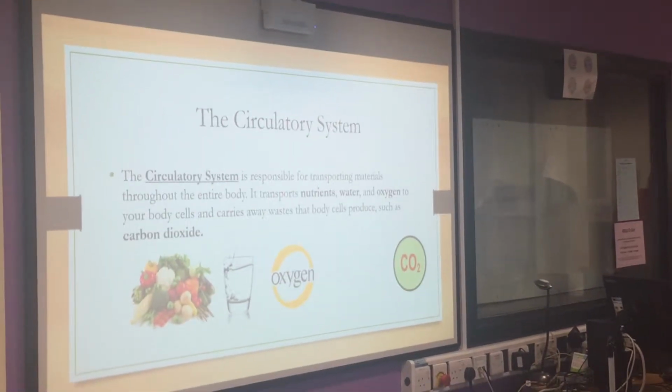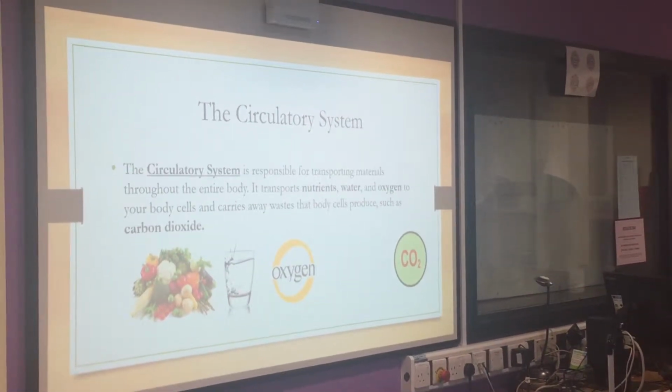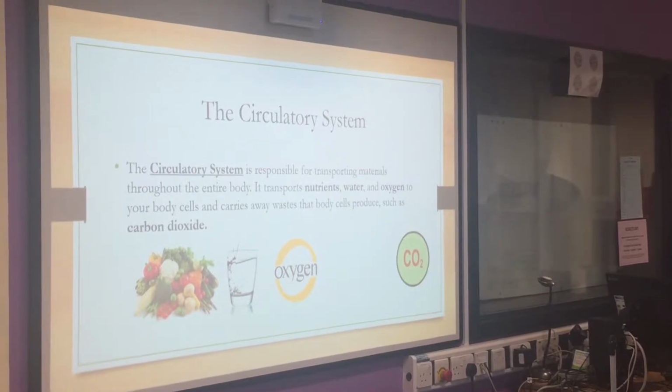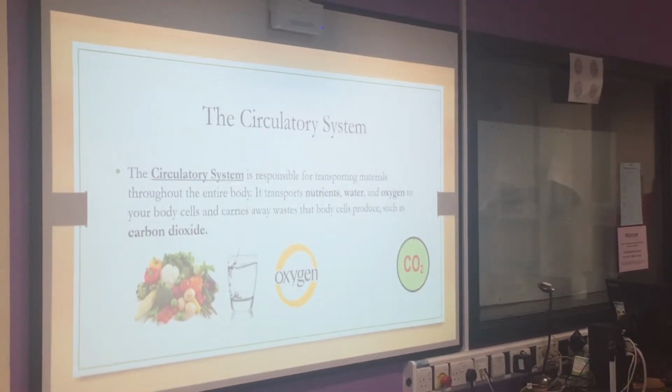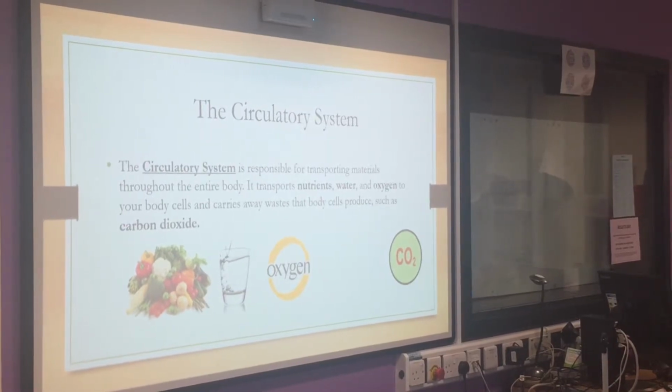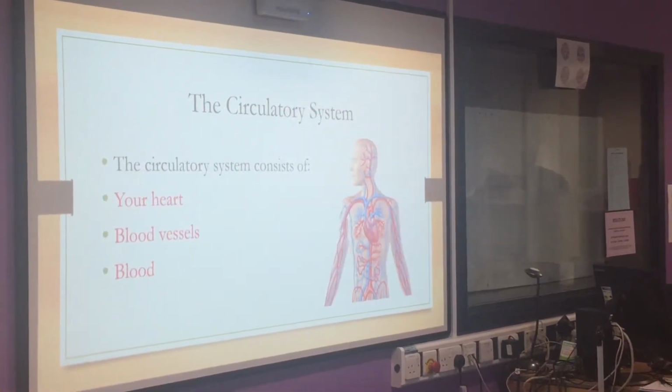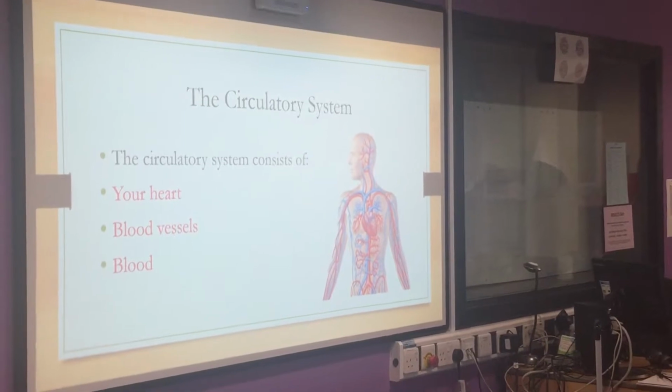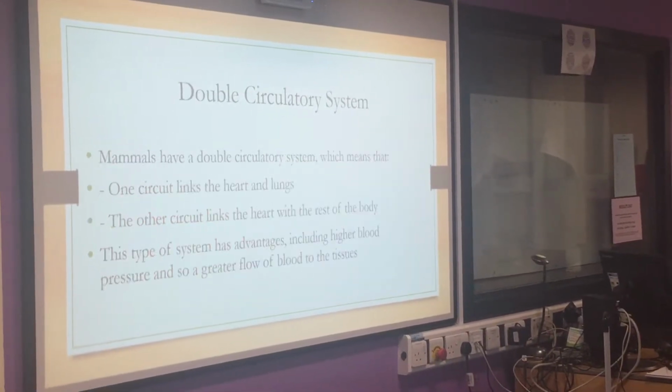The circulatory system is responsible for transporting materials throughout the entire body. It transports nutrients, water and oxygen to your body cells and carries away waste that body cells produce, such as carbon dioxide. The circulatory system consists of your heart, blood vessels and blood.